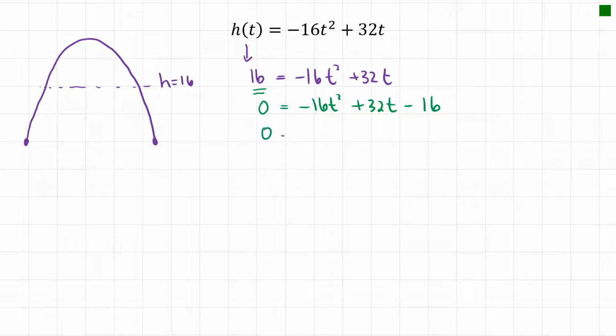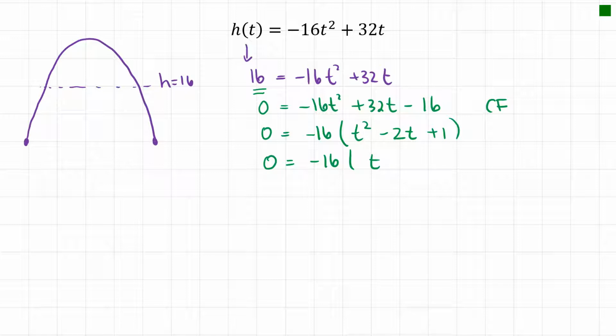I'm first going to common factor. So a negative 16 is common. Common factor first. And that leaves me with t squared minus 2t plus 1. Watch your signs in here because we're factoring out a negative. All the signs switch inside the bracket. Then I'm going to keep factoring.